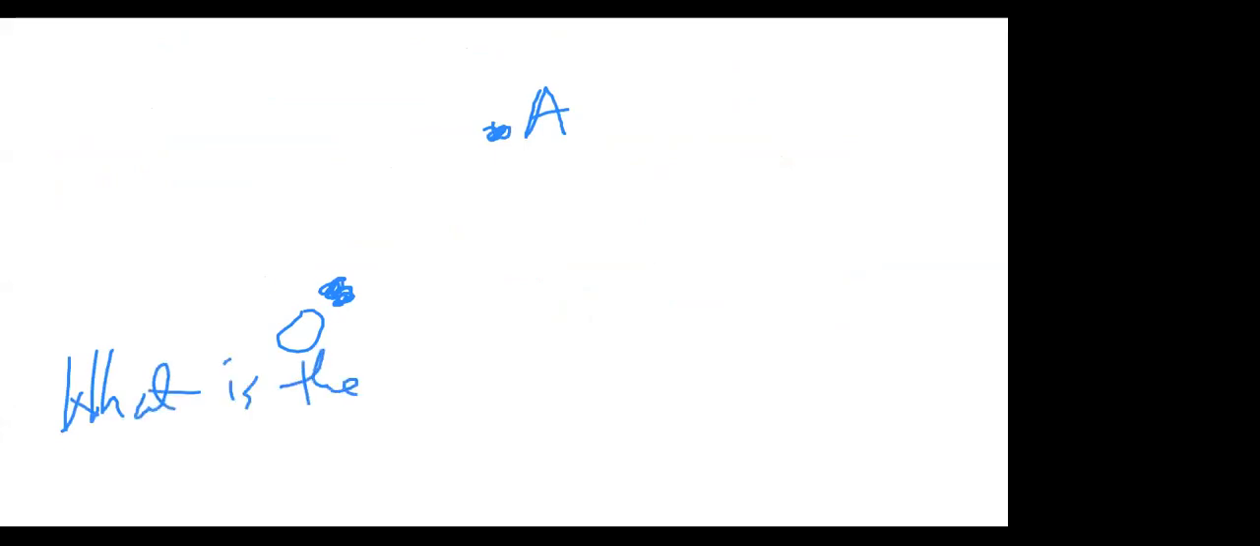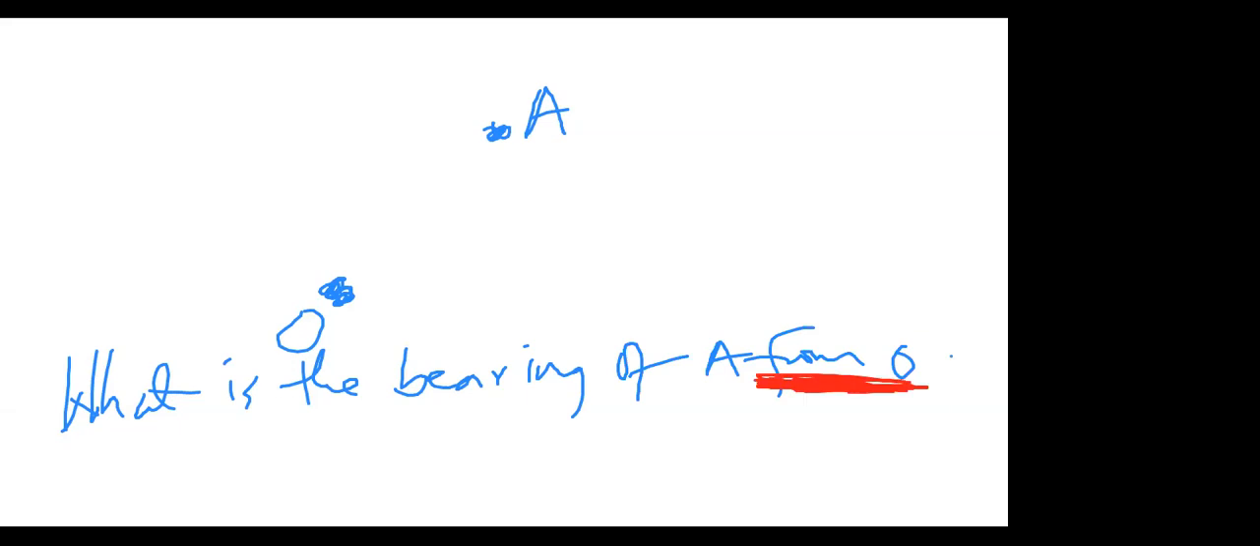For example, in case you have a town O, one may ask, what is the bearing of A from O? We say that when you are trying to read bearings, always pay much attention to what comes last. You always pay much attention to the last point. In other words, look at the word from, and that is where you draw your compass, like this.